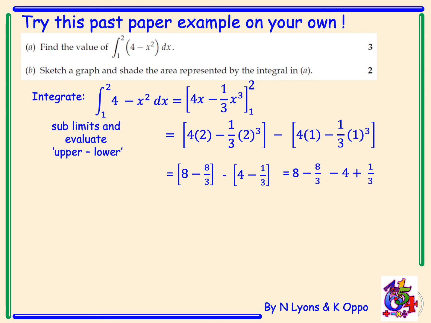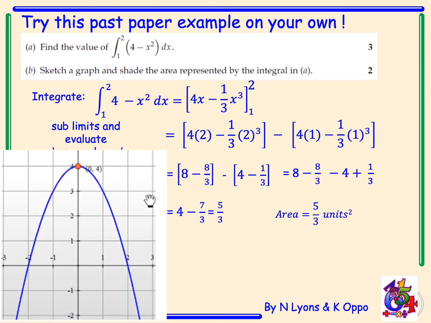Combining the whole numbers will give us 4. The fractions will be minus 7 over 3. And 4 subtract 7 over 3 is equal to 5 over 3. So the area is 5 over 3 square units. Part B is to draw a sketch to represent this. So we have, again, another parabola. So it's negative x squared add 4. So our turning point is 0, 4. And then we want to find the area between x is 1 and x is 2. So this is represented here by our dotted lines.